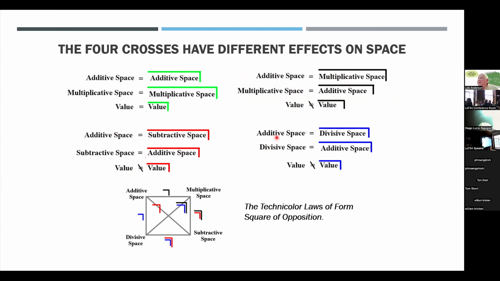Same thing, additive space to a divisive space, which has some of the characteristics of a multiplicative space, and again, the values differ. So we do have a square of opposition now between spaces: the additive space, and then this is the operation that gets you to the subtractive space, the multiplicative space, and this is the operation that goes from additive to multiplicative, and so on down to divisive.